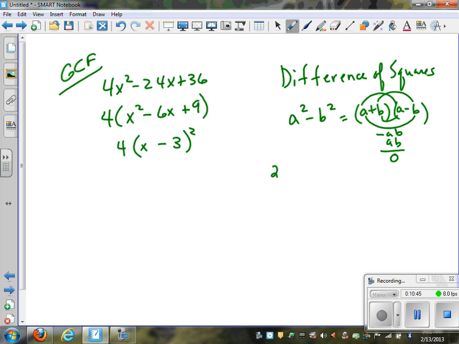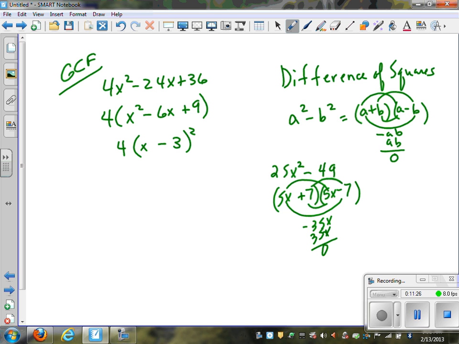So if I have 25x squared minus 49, are both of those perfect squares? Yes. Is this difference of squares? Yes, because you subtract. It's different, right? So what am I squaring? What's my first term going to be? 5x. And then what am I squaring to get 49? 7. What do your signs have to be to get a negative? 7 plus and 7 negative. There's your 25x squared. There's your negative 49. What happens to these two terms? Figure that out. That's what you want to do. Good job.